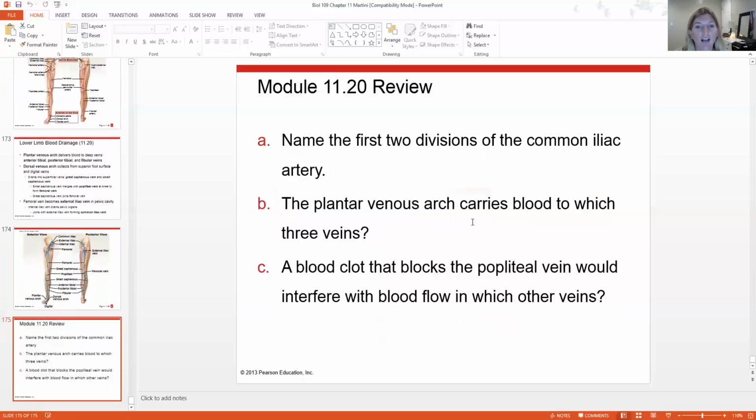That was a lot, right? But again, don't be concerned with the blood vessels. The most important part of this chapter is understanding blood pressure. It's understanding the flow of blood. It's understanding the difference between veins and arteries and how they work. And of course, the overall functions of blood.